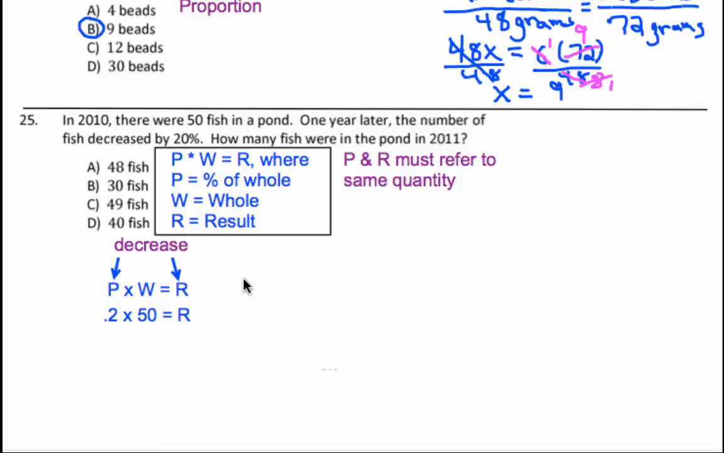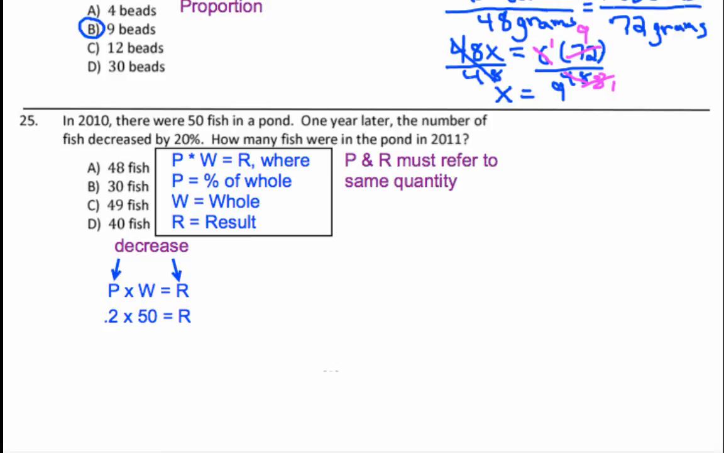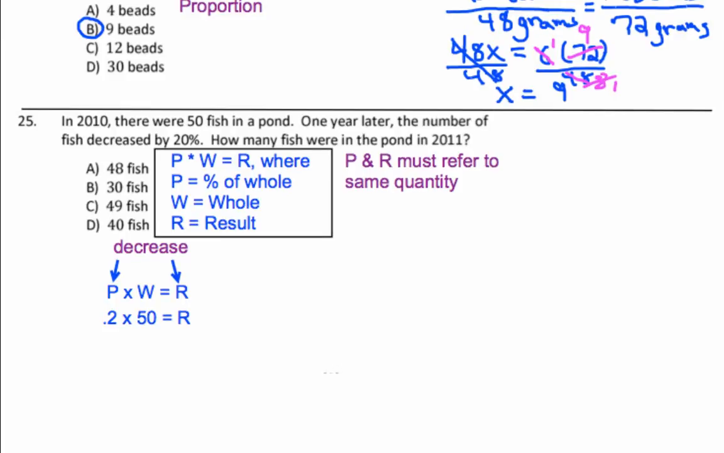So now we just plug in. They told you that P is 20%. Now in the formula you have to convert the percent to a decimal. You cannot use percents. And the way you do that is to move the decimal point 2 to the left. So 20 becomes 0.20, but you don't need the 0 at the end, so you can just write 0.2. W is 50, as we said. And if you multiply the two together, you're going to get R equals 10.